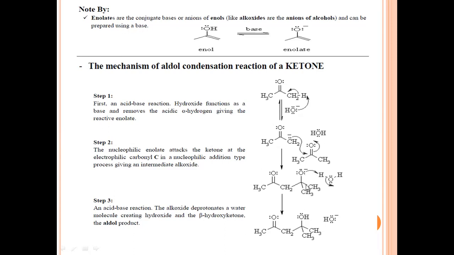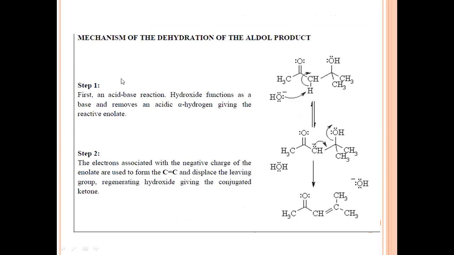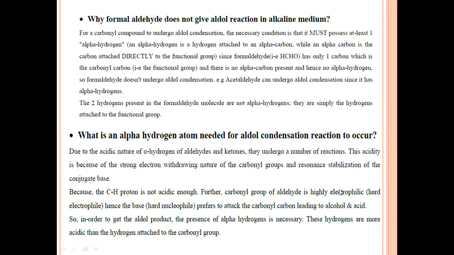as this water molecule will give its hydrogen atom and there is formation of a hydroxide ion. Now, first the acid base reaction, the hydroxide ion functions as a base and removes the alpha hydrogen. Then there is formation of an intermediate alkoxide ion. This alkoxide ion will give its hydroxide ion to form a carbon-carbon double bond, and this carbon-carbon double bond will be our beta hydroxy alpha beta unsaturated aldehyde.